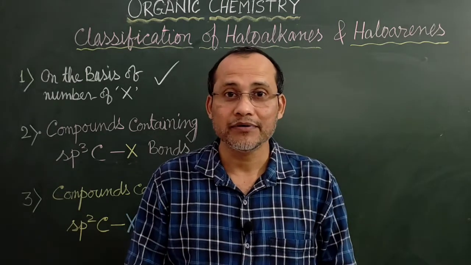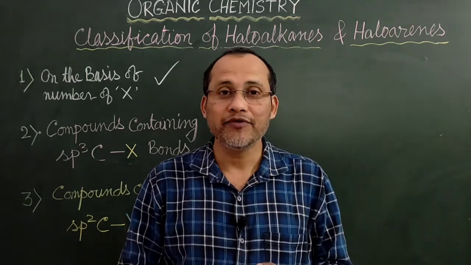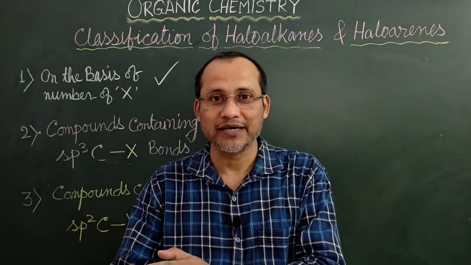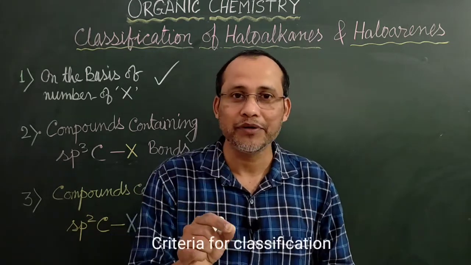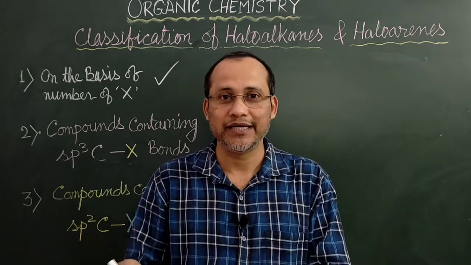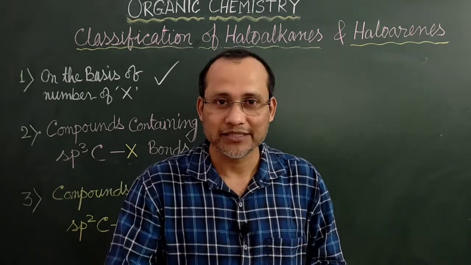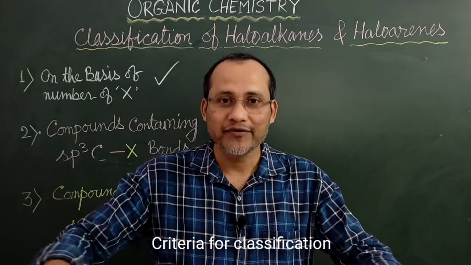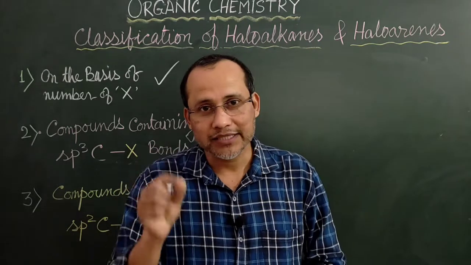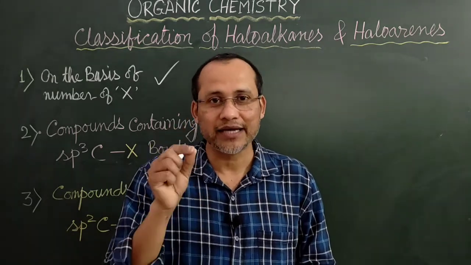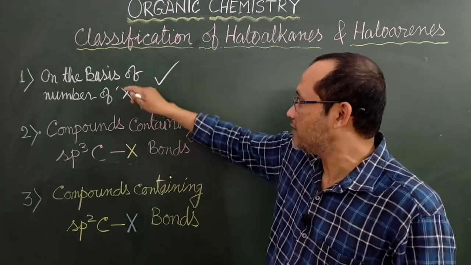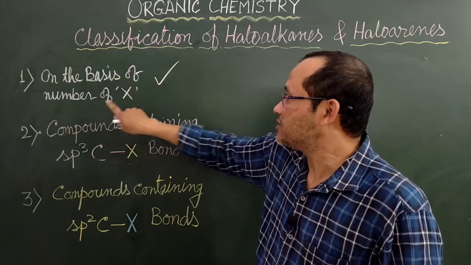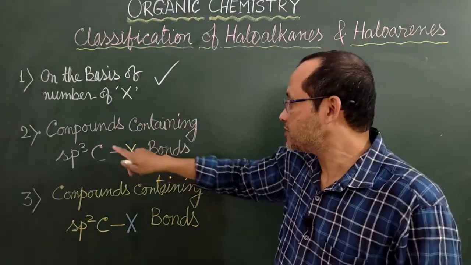The question is why? The answer is, if you are asked to classify something, to separate something from other, then you have to have some criteria on which we shall classify, on which we shall differentiate. For this class, the classifying criteria are already written on this board, and the first is on the basis of number of halogen atoms.